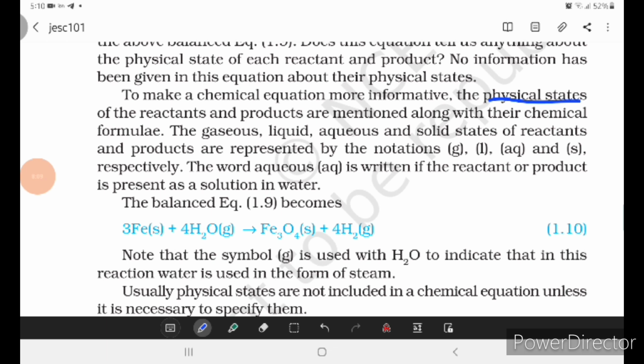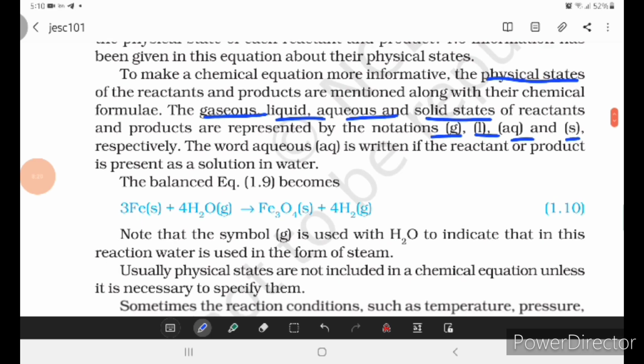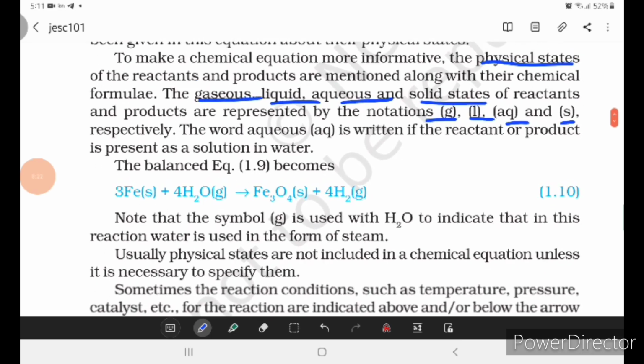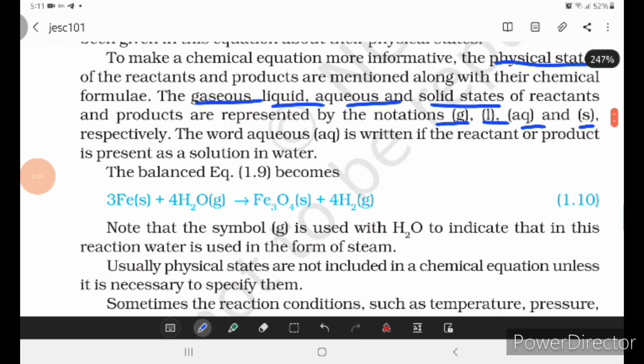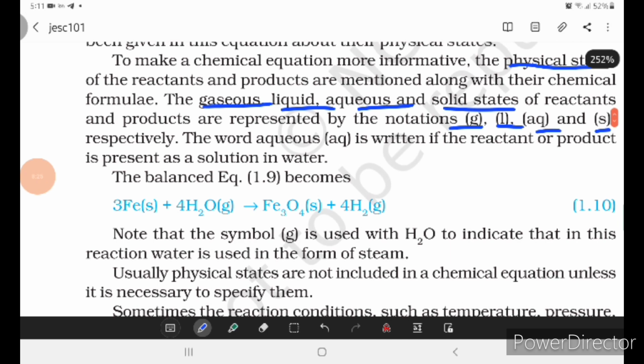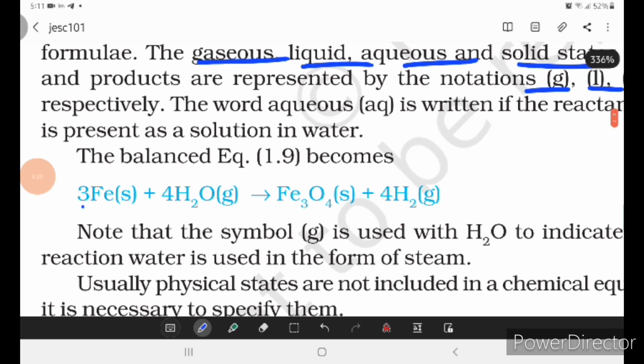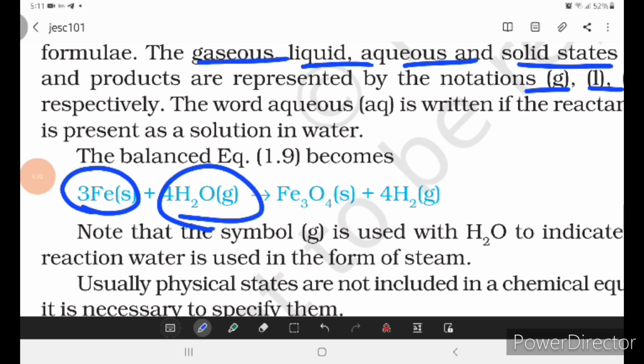The gaseous, liquid, aqueous, solid states of the reactants and products are usually represented by the notations G, L, aqueous, S, etc. Now, the word aqueous is written if the reactant or the product is present in a solution. Now, if you see, here the iron is solid, water is gas. In this reaction, you have taken water in the form of vapor. You need to understand in that way.